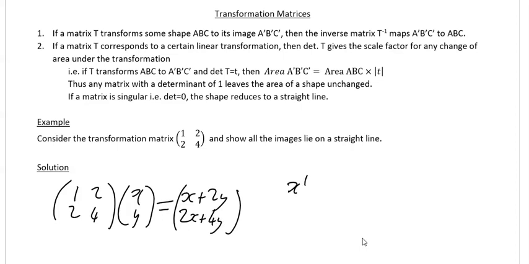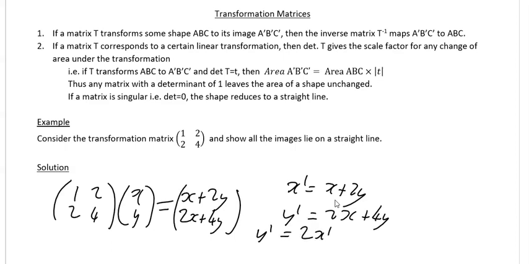So what we've shown is x dash is equal to x plus 2y. So the second row, if you do second row times the first column, you're going to get 2x plus 4y. So what we've shown is that your y dash is equal to 2 times your x dash. Therefore, we can say the image points lie on the line, and just get rid of the y dash, x dash, y equals 2x.